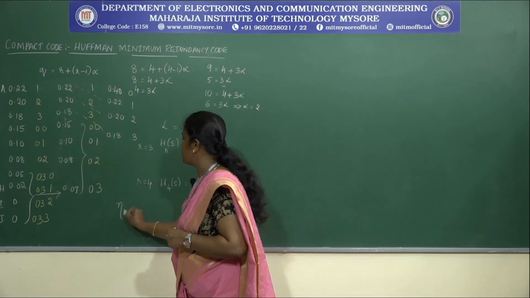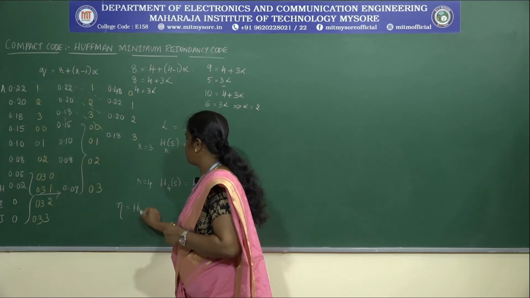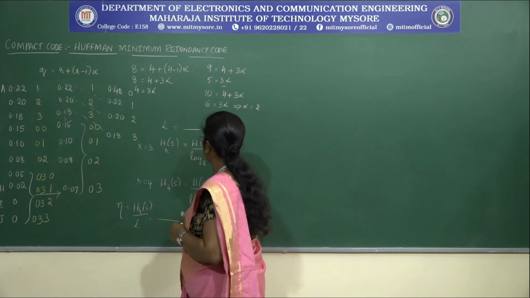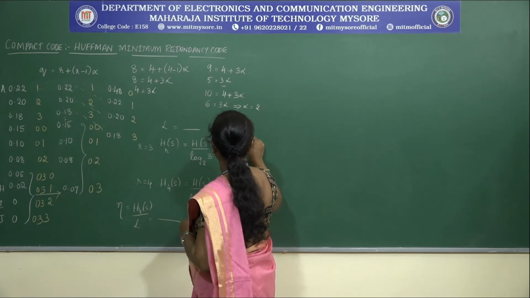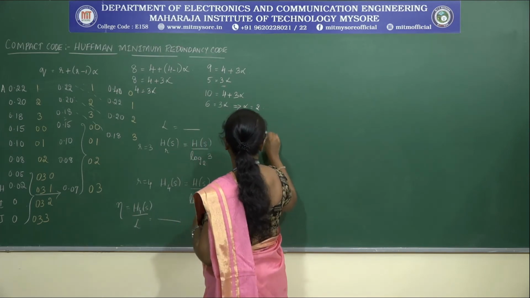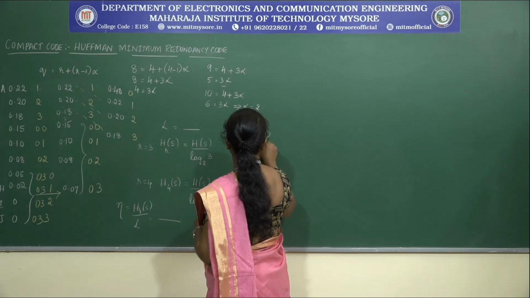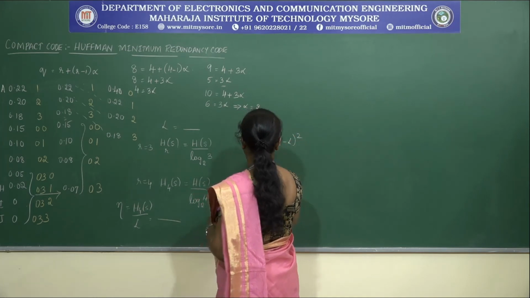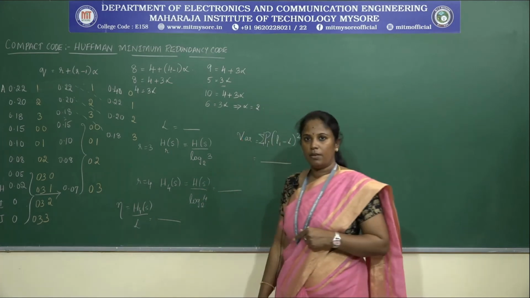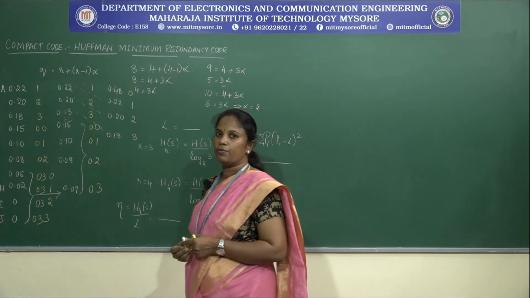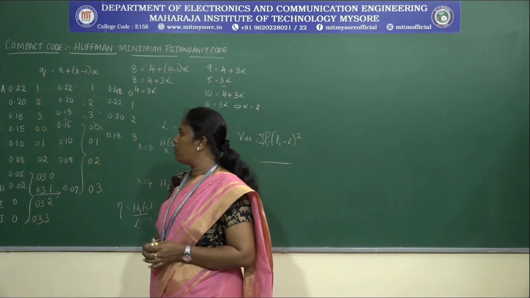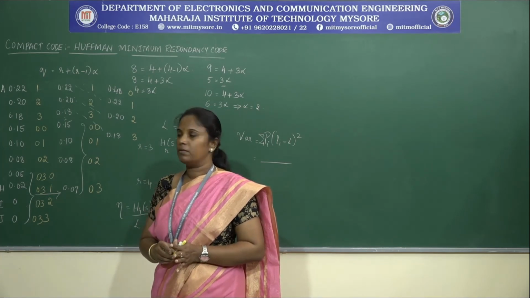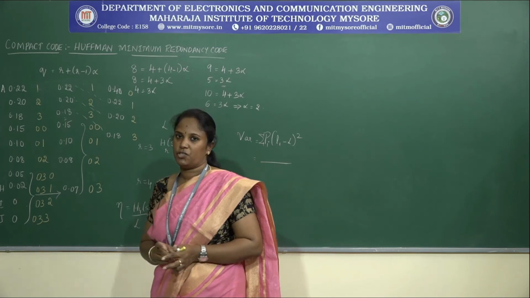So this is what you need to find for H of S. Then calculate the efficiency. It is H_4 of S divided by your minimum average length L. Then calculate the variance. It is summation of Pi into (Li minus L) whole square, where variance does not have any unit. So this is how you are going to perform the compact code for binary, ternary as well as quaternary, for the condition that is not mentioned.